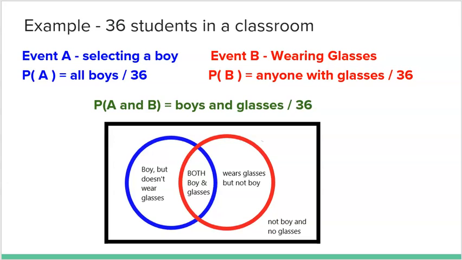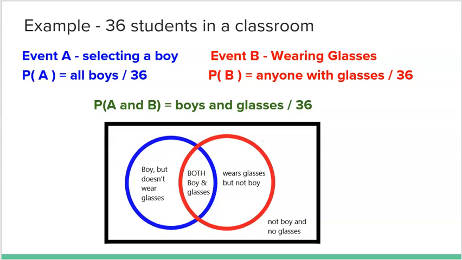All right, so here's an example. Let's assume that there are 36 students in a classroom, and event A is selecting a boy, and event B is selecting a student wearing glasses. So the probability of event A would be all the boys in the class divided by 36, because there's 36 outcomes, 36 kids. So all the boys out of 36.